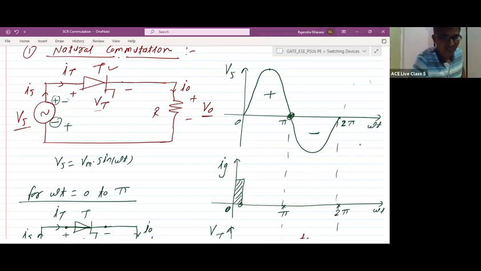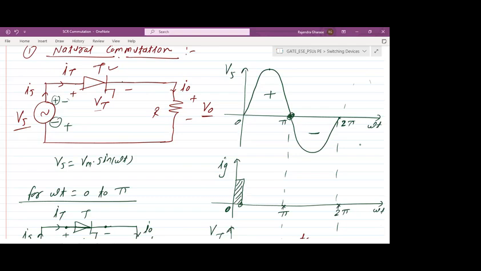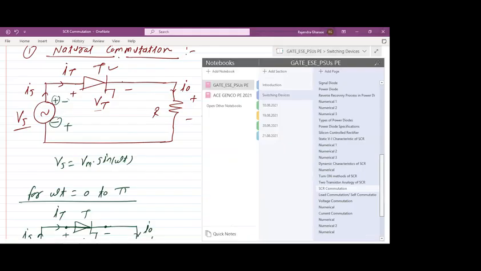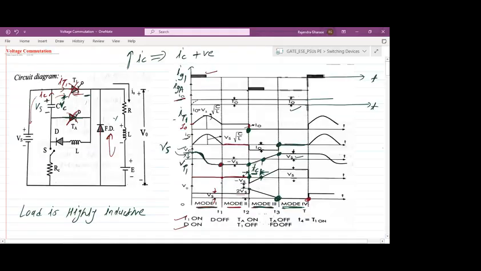Yes, please. Sir, in mode 3, where the capacitor is discharging, minus Vs at the load, sir.